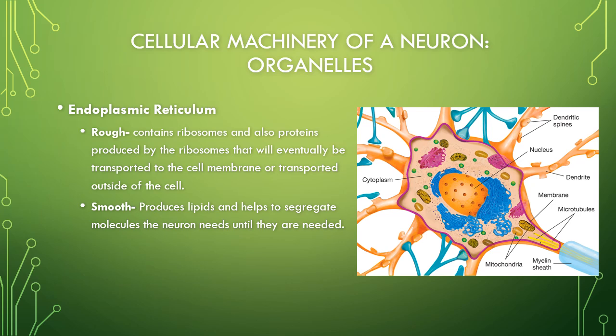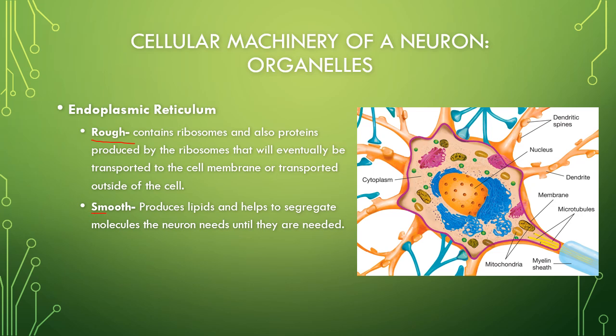So within the cytoplasm, there are going to be a number of free-floating organelles. The first of these would be the endoplasmic reticulum, which has two separate components. The first is the rough endoplasmic reticulum. The rough endoplasmic reticulum is important because it's going to hold on to ribosomes and also proteins that have already been produced by the ribosomes. These will eventually be transported to where they need to be, but when they're in the rough endoplasmic reticulum, you could think of them as being in storage.